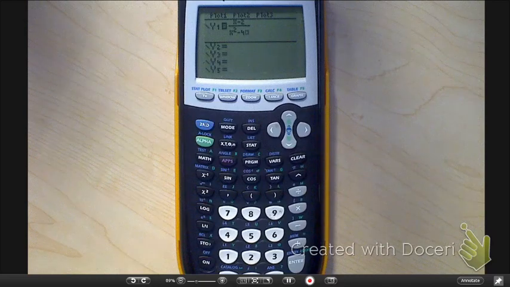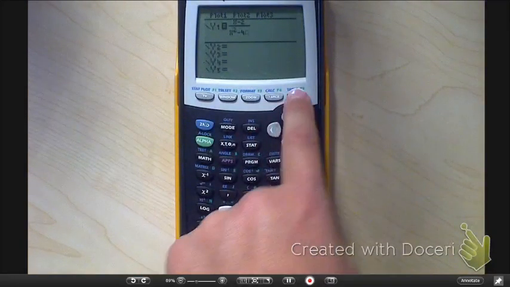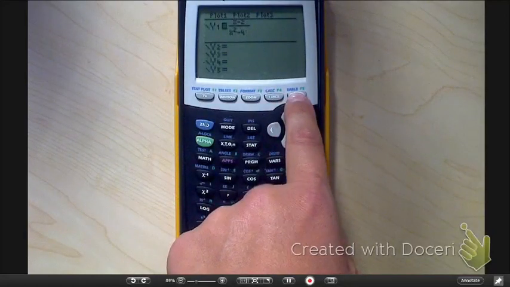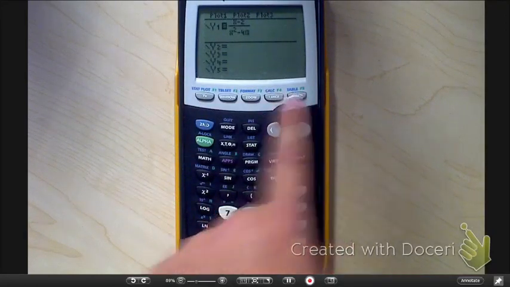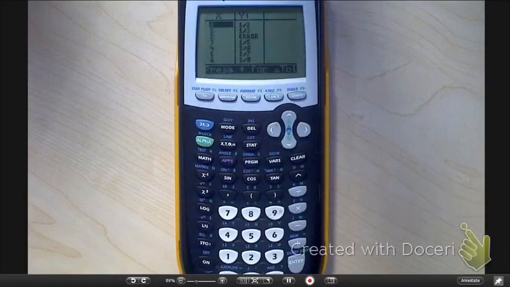All right, here's how you graph it. Well, actually, let me teach you the table first. So do me a favor and push, do you guys see right here where it says in blue? Do you guys see right here where it says blue in table? Yeah. How do I access the blue features again? Second. So push second table. Now here's the problem with this.